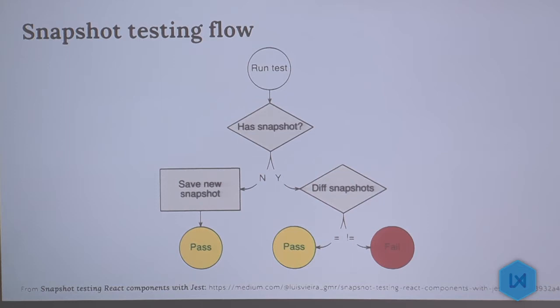Otherwise, if Jest found a snapshot, it will check if there are differences. If there aren't, the test will pass. Otherwise, the test will fail.